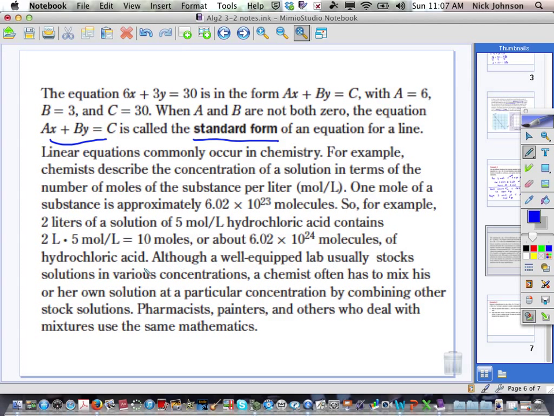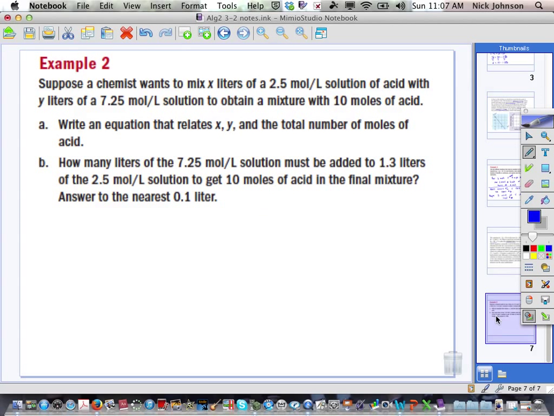Although a well-equipped lab usually stocks solutions in various concentrations, a chemist often has to mix his or her own solution at a particular concentration by combining other stock solutions. Pharmacists, painters, and others who deal with mixtures use the same mathematics. This mathematics is not hard. You just need to know how to write the problem.